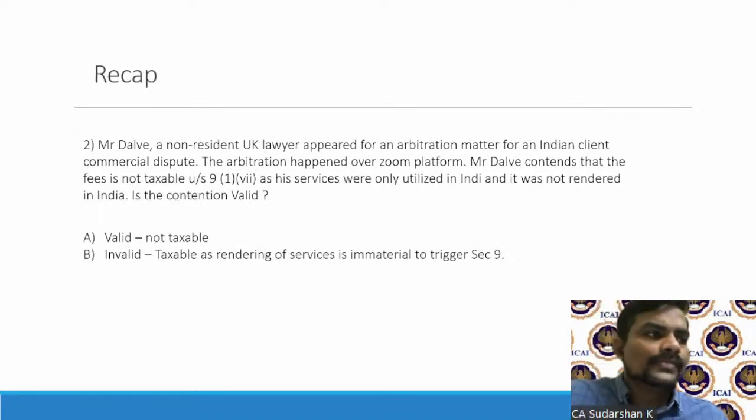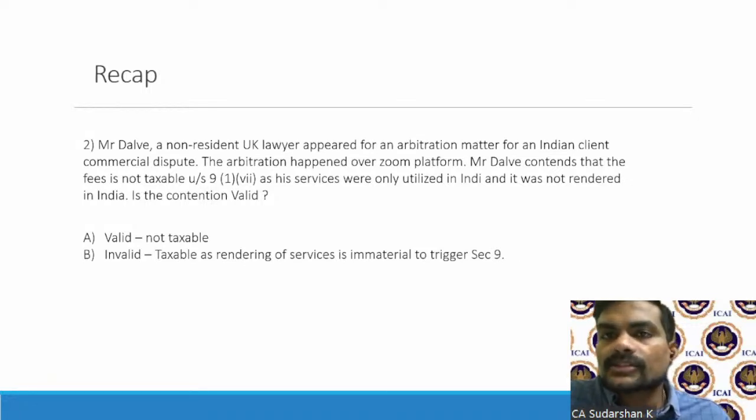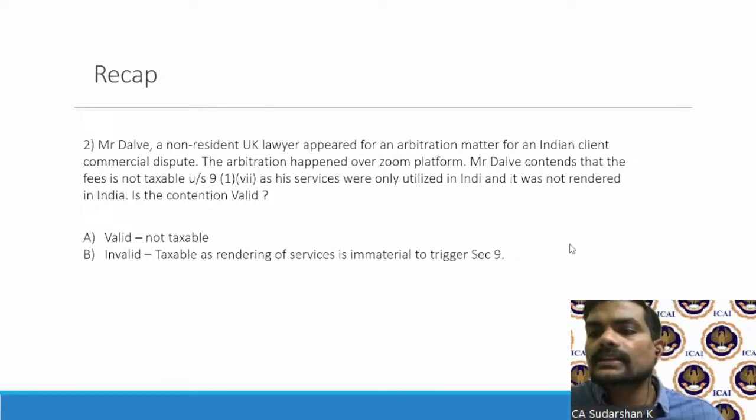Question number 2. Mr. Dalve, a non-resident UK lawyer, appeared for a commercial arbitration matter for an Indian client's commercial dispute. The arbitration happened over the Zoom platform. Mr. Dalve contends that the fee is not taxable under Section 9, Clause 1, Sub-clause 7, which talks about fees for technical services deemed to accrue or arise in India.